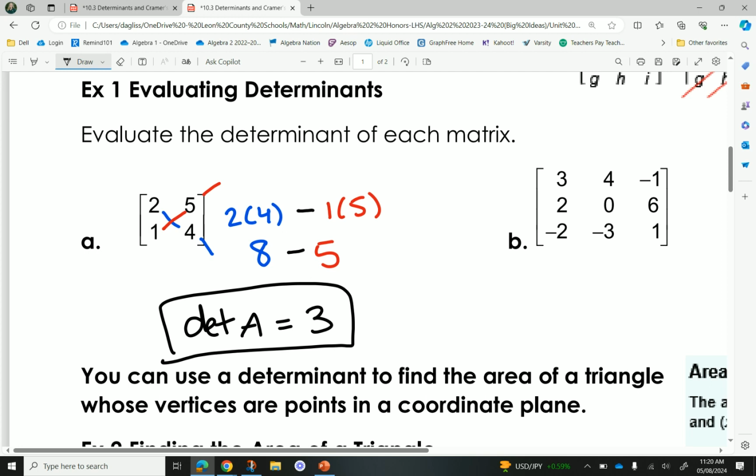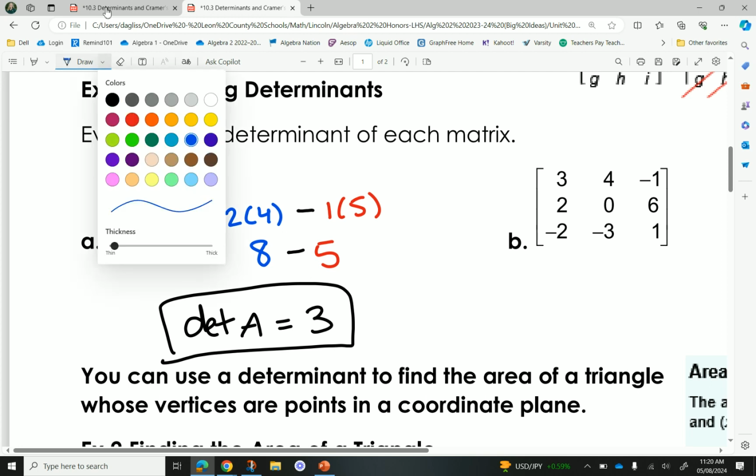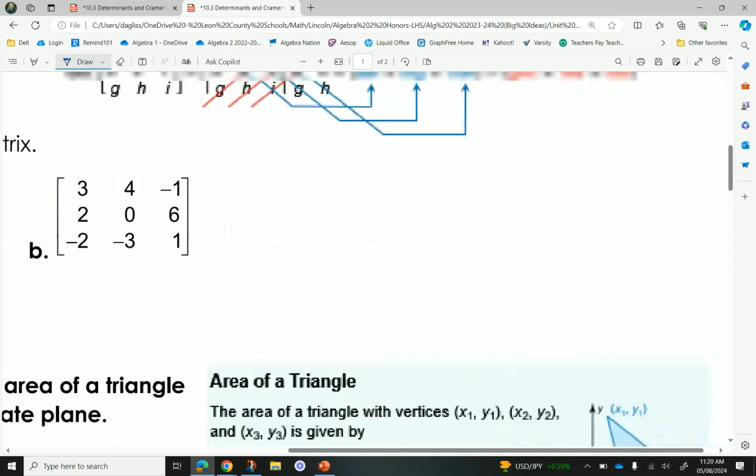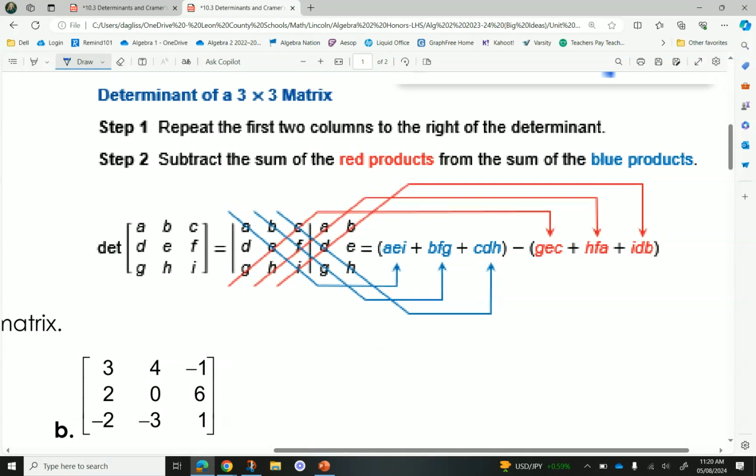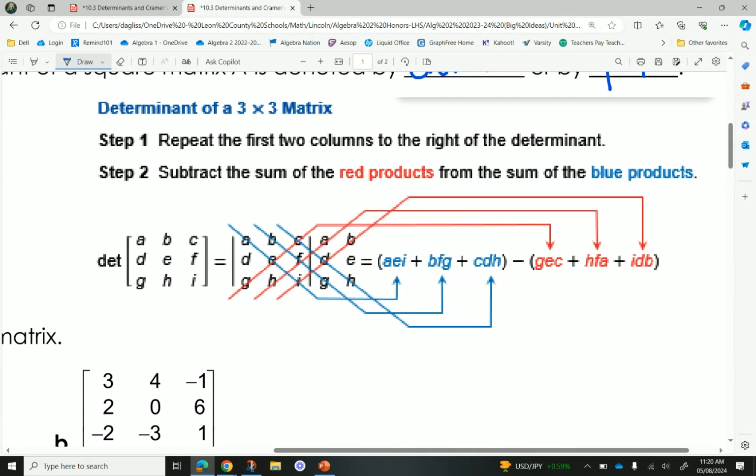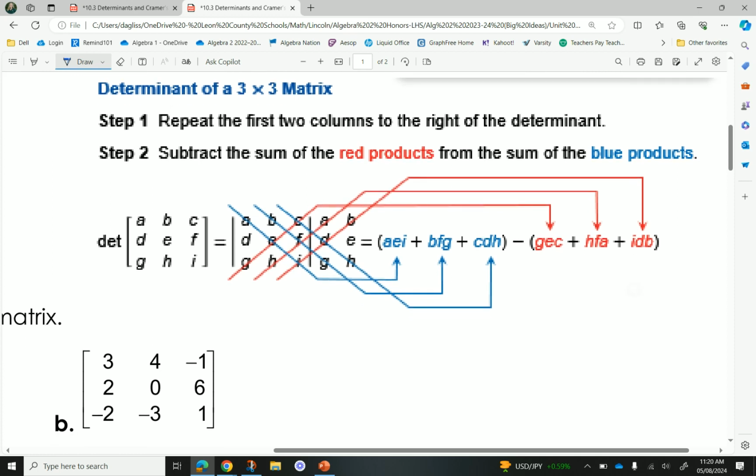All right? Now, time for 3 by 3s. We got this guy. Okay? I know. Stay with me. I know. It is a lot of lines. But we're about to find the area of a triangle, actually. Speaking of geometry. I know.